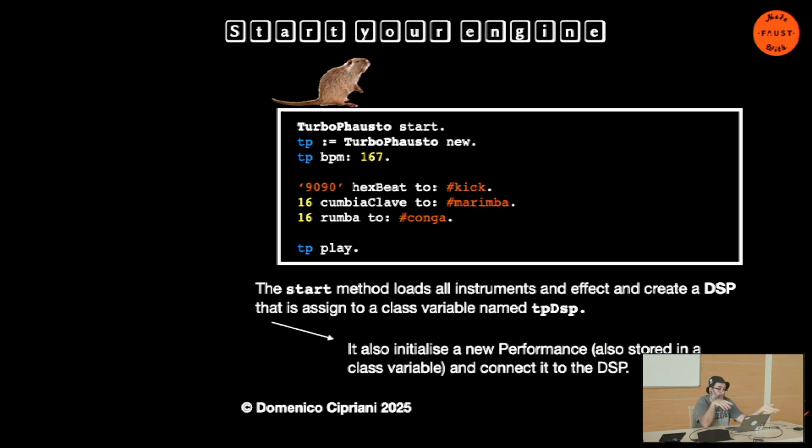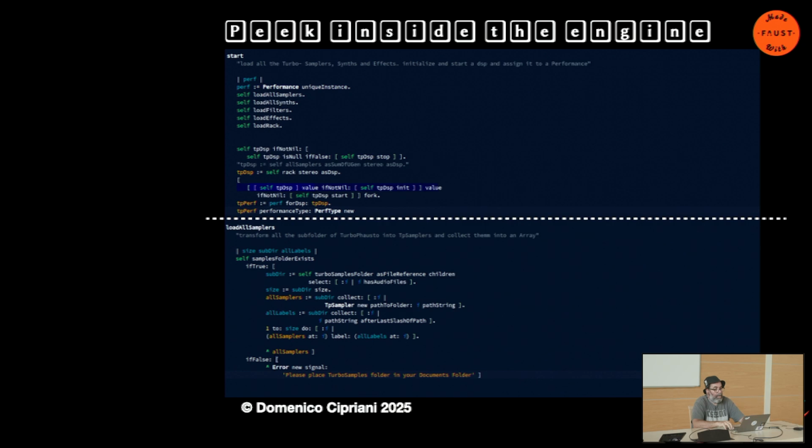So if we look inside, the code is a little bit small, but inside start, we are loading the samplers, we are loading the synth, we are loading the filters that are on the master section, and we are loading this kind of thing called a rack.